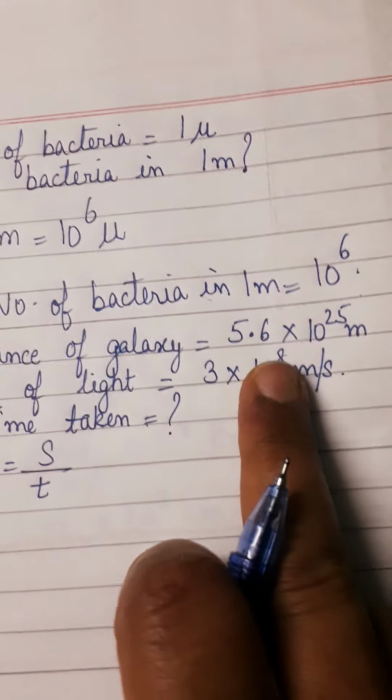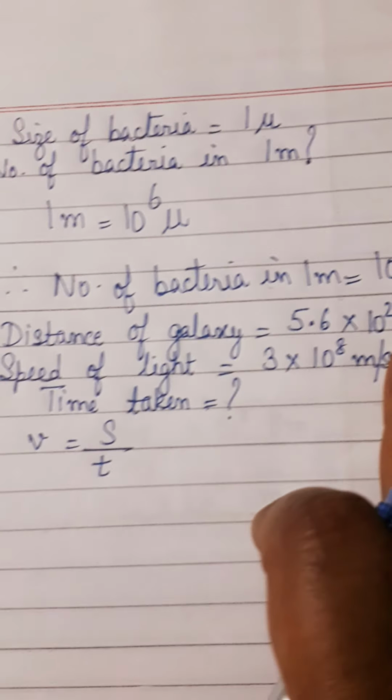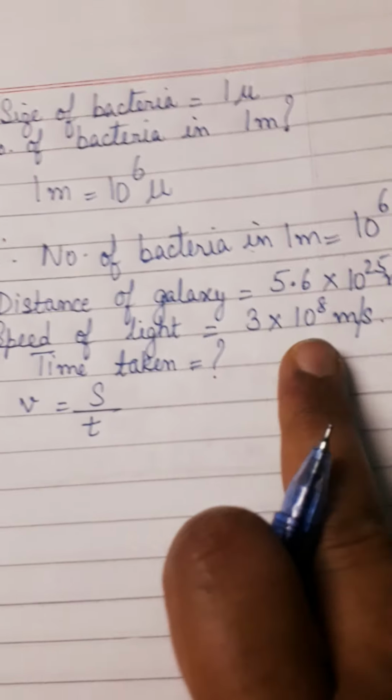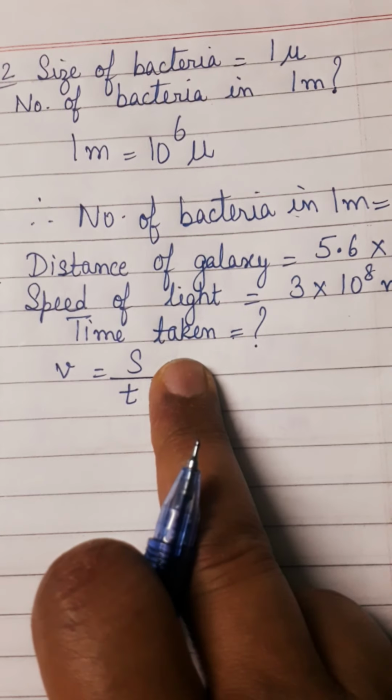Look at the third numerical problem. It says the distance of a galaxy is equal to 5.6 into 10 to the power 25 meters. This is given to you. The speed of light is also given to you. You need to find out the time taken.